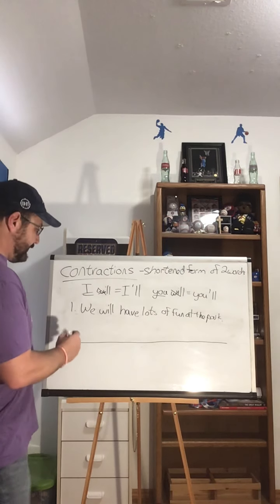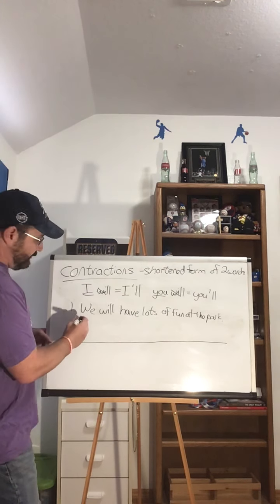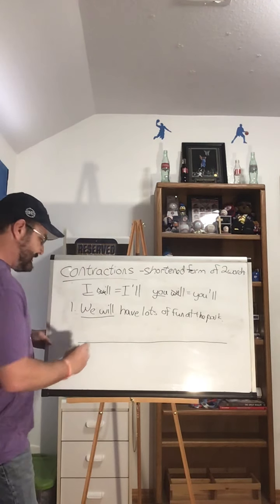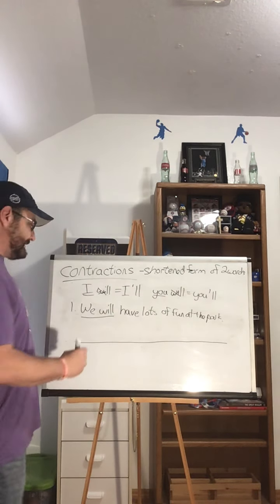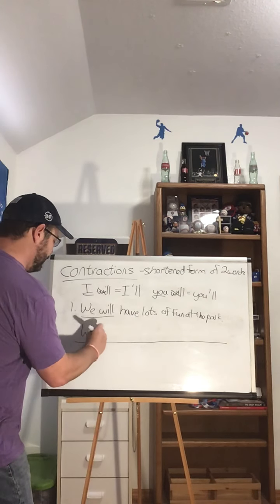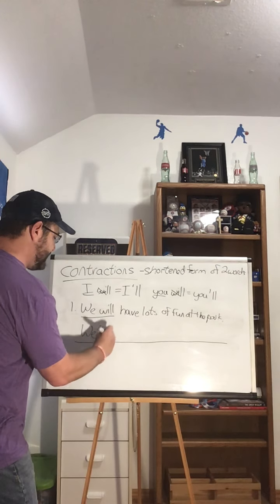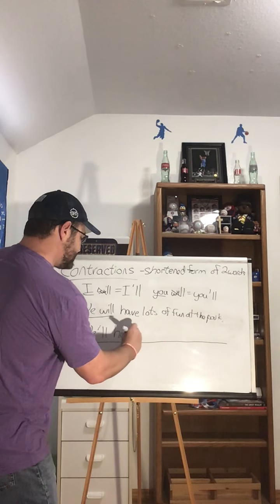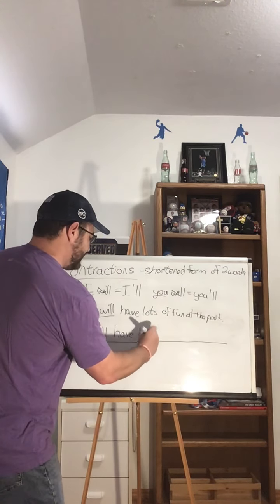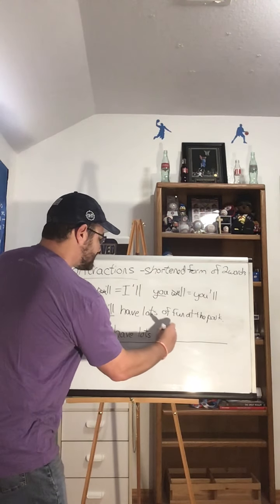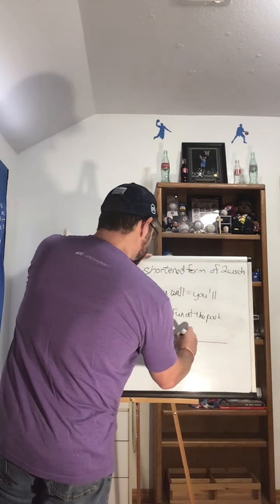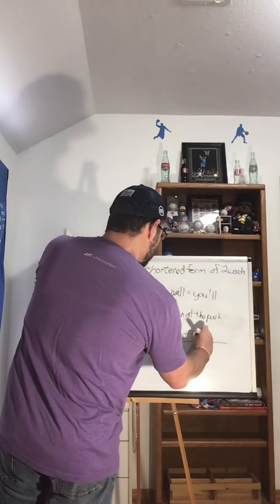What two words are going to go together? Obviously, it's we and will. So what I would have the kiddos do is underline we and will, and then they're going to have to write the rest of the sentence. So it'd be we'll, W-E apostrophe L-L, and then have lots of fun at the park. That way, you guys can work it out with your kiddos.